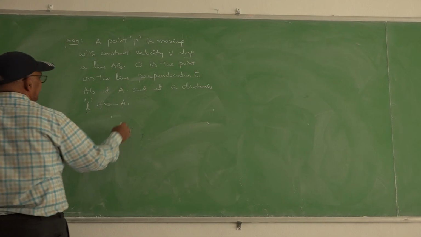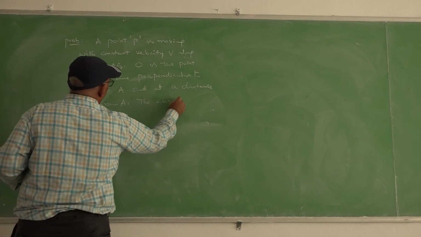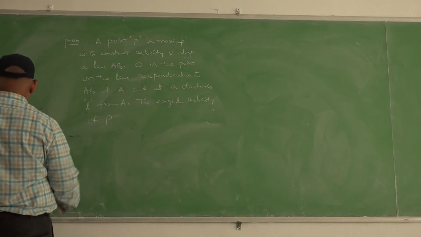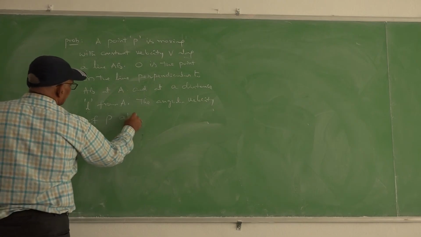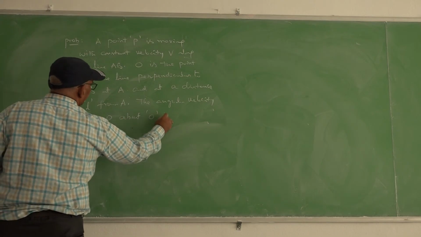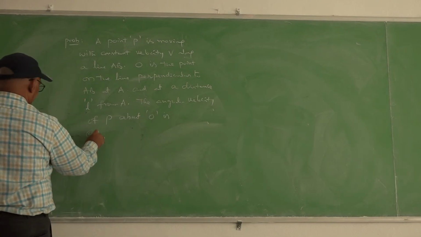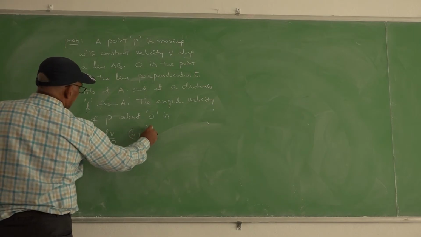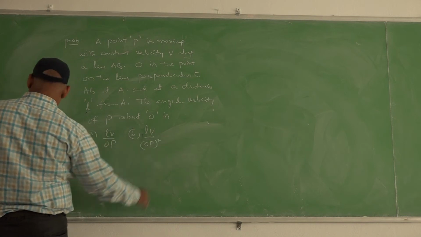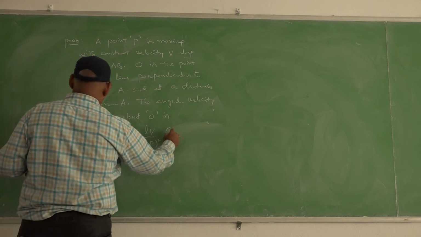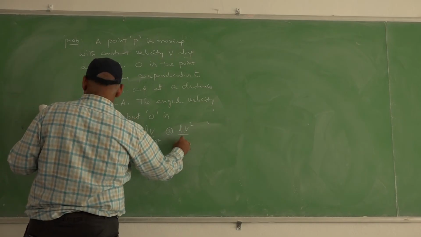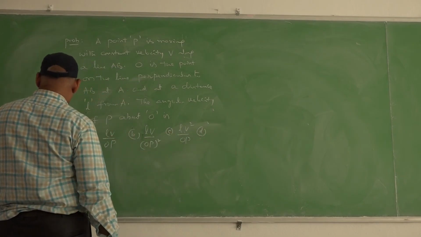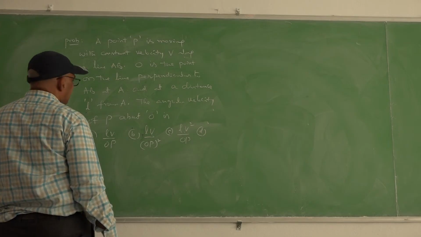The angular velocity of P about O is: first, LV by OP; second, LV by OP square; third, LV square by OP; fourth, C and D is OP cube by or OP square by LV.